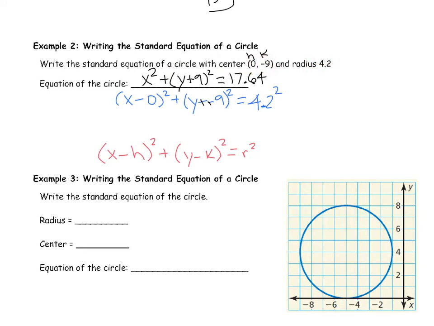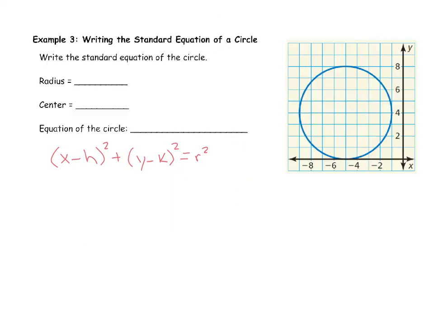All right. For this example, we are going to write the standard equation of the circle, but we need to determine what is the radius, what's the center, and then we can write the equation. Looking at this circle, we need to figure out where the middle of it is. To be honest, it looks like it is that point here, but let's check. I'd go 1, 2, 3, 4 to the right, and 1, 2, 3, 4 to the left. So far, so good.